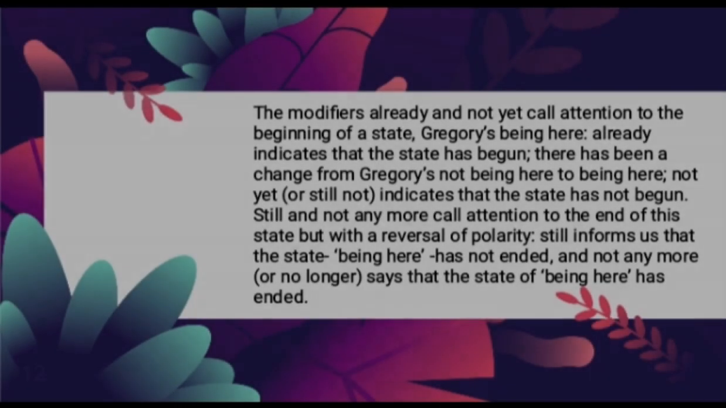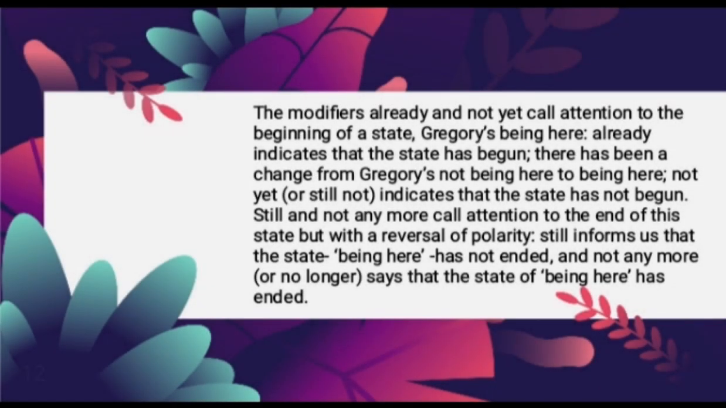The modifiers already and not yet call attention to the beginning of a state. Gregory's being here already indicates that the state has begun. There has been a change from Gregory's not being here to being here. Not yet or still not indicates that the state has not begun. Still and not anymore call attention to the end of the state but with a reversal of polarity. Still informs us that the state of being here has not ended, and not anymore or no longer says that the state of being here has ended.